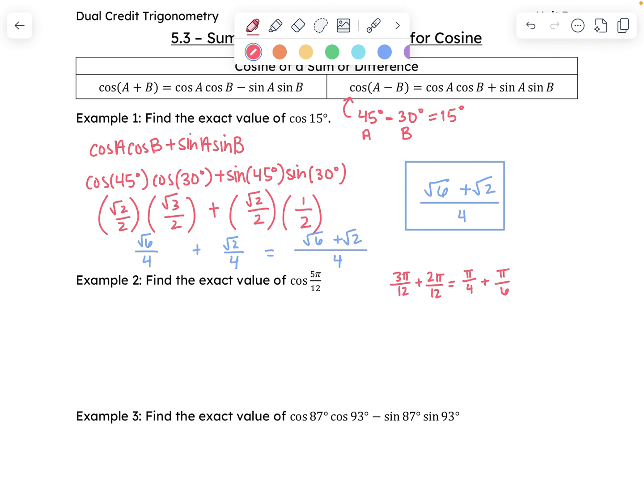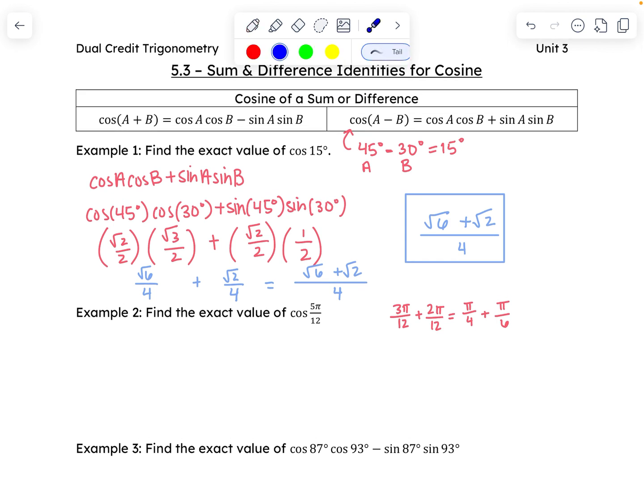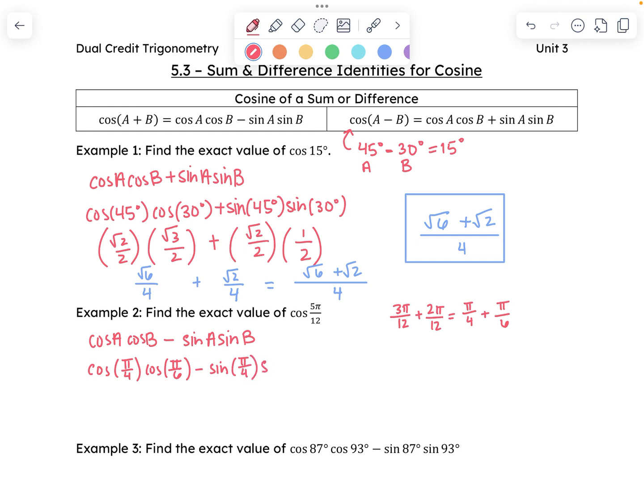This time I'm adding, which means I'm going to use my sum identity over here. So when I look at that, that's going to be the cosine of A, cosine of B, minus sine of A, sine of B. Okay, I'm going to plug that in. So the cosine of pi over 4, cosine of pi over 6, minus sine of pi over 4, sine of pi over 6.